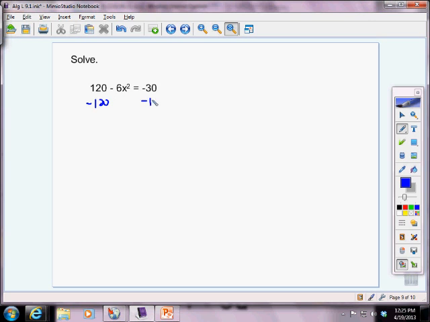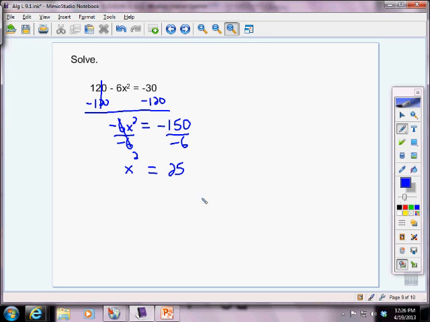Whatever you do to one side, do to the other. This is the same rules we've always had for solving equations. Don't forget to bring down a negative 6x squared. And if you do negative 30 minus 120, or negative 30 plus a negative 120, you get a negative 150. Keep following your rules of solving equations. Divide each side by a negative 6. Negative 150 divided by a negative 6 is a positive 25. It's positive because you have a negative divided by a negative.